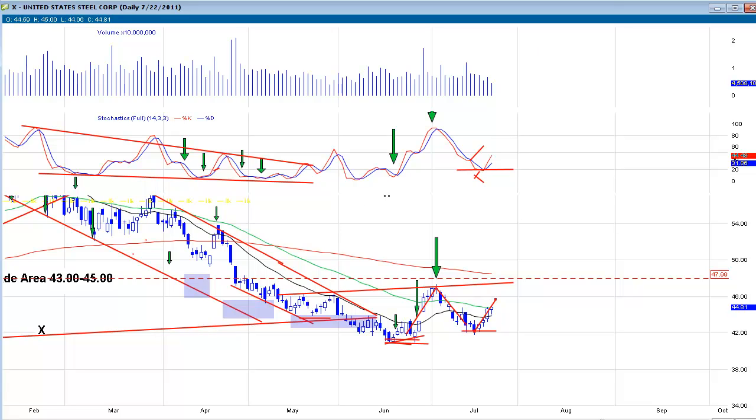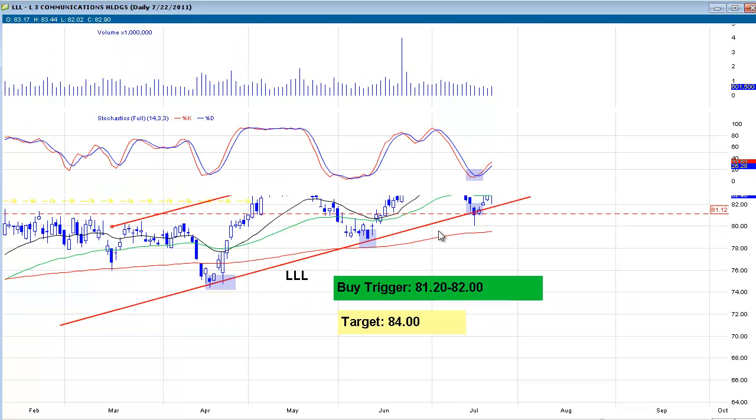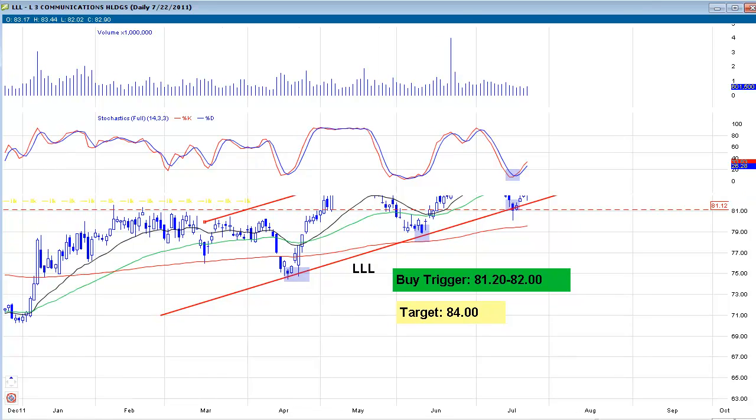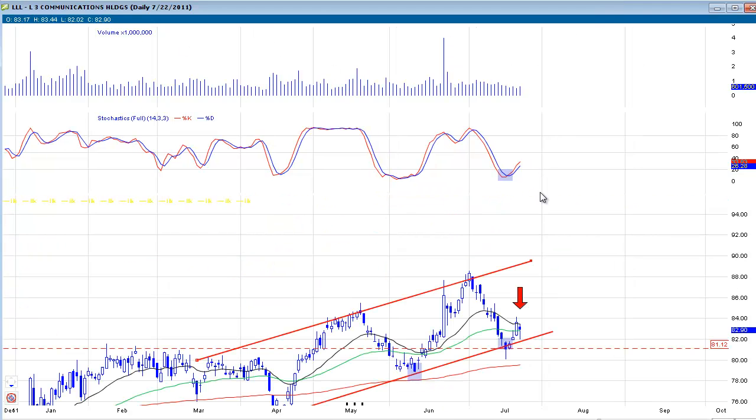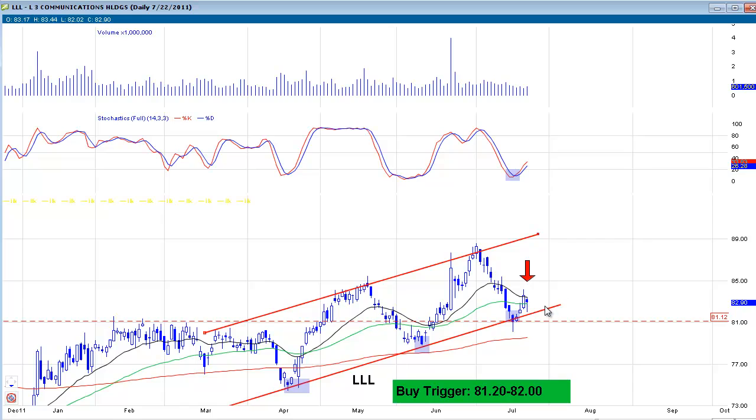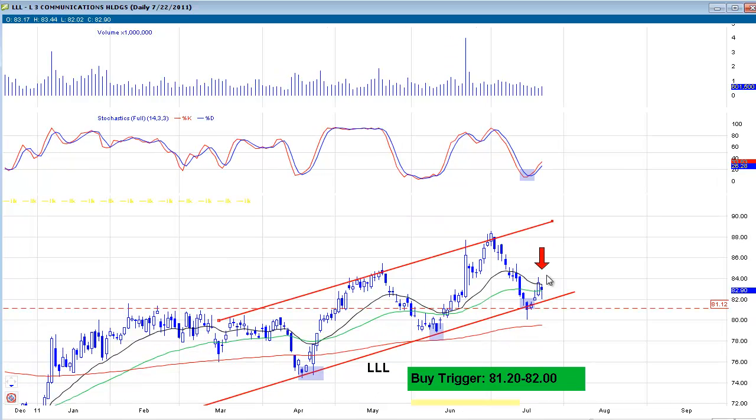Now, the other sector that we called was Lockheed Aerospace and Defense. And again, you can see some of the alerts and targets here. This was LLL, which is L3 Communications, which is, of course, a defensive stock. And the reason we looked at this one is because of the recognizable pattern, oversold stochastics, lower trend line.